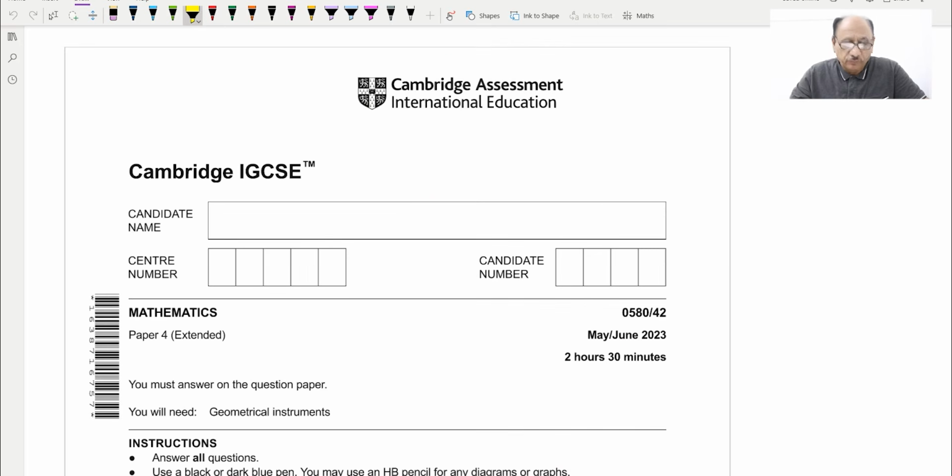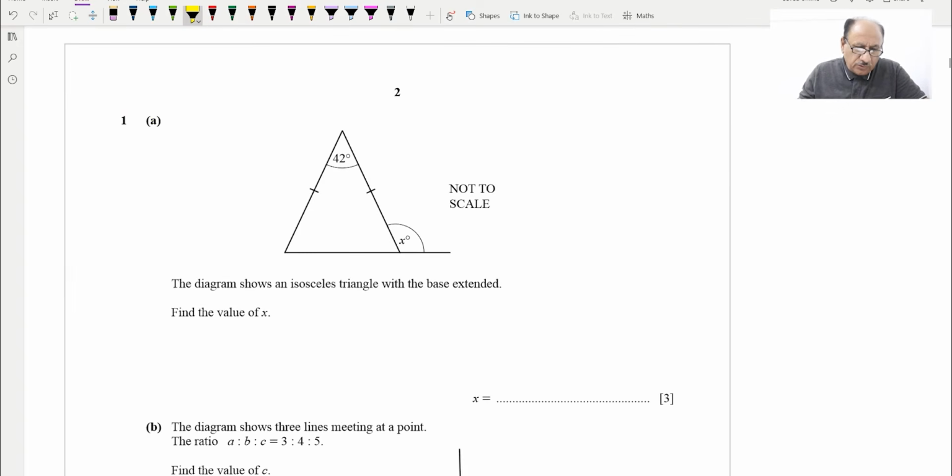Hello everyone, today we'll be going through Cambridge IGCSE Mathematics Paper 4 Extended 0580 42 May June 2023. Let's move to question number 1.